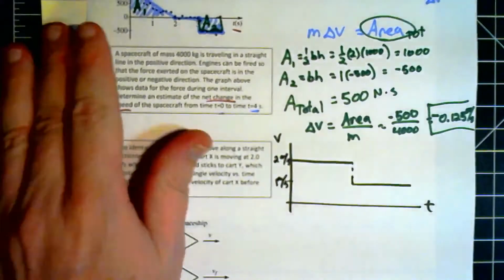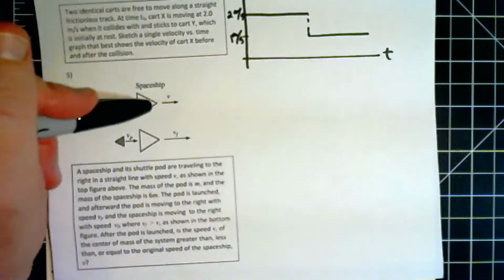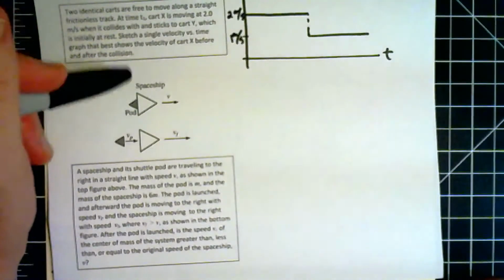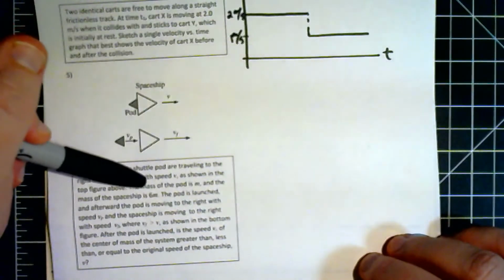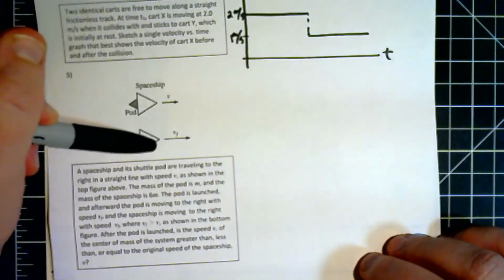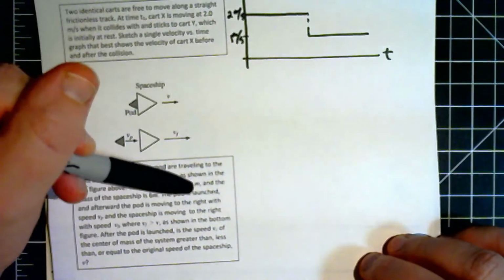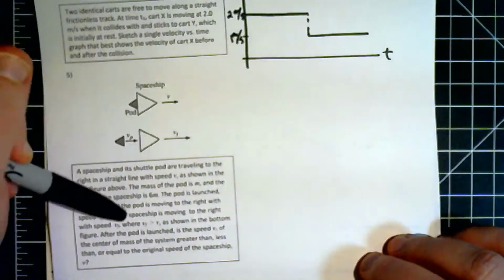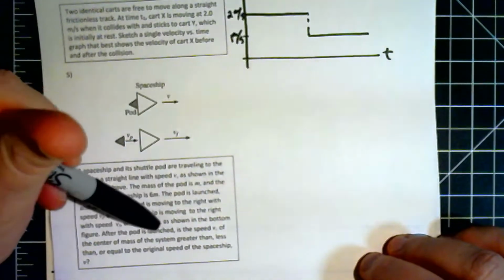All right, question number 5 has a little spaceship. And the question says there's this spaceship with a little shuttle pod. They're both moving to the right. The mass of the pod is a small mass, little m. The spaceship is 6m. The pod is launched, and afterward the pod is moving to the right with speed vp, and the spaceship is moving to the right with speed vf, where vf is greater than v.